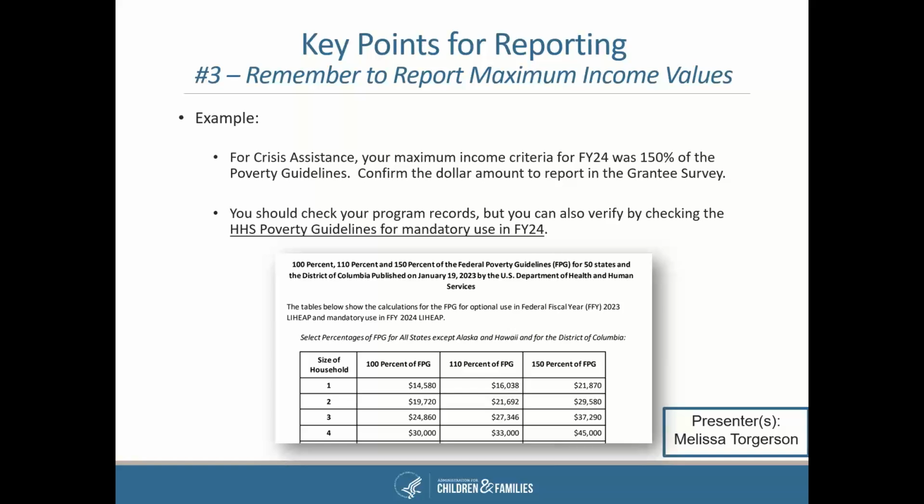Your maximum income criteria for FY24 was 150% of federal poverty guidelines. We want to confirm the dollar amount you used in the grantee survey. The best and easiest way to do that is go right to your program records. If you have a chart you use for households, that's the easiest way to pull it. But you can use the federal poverty guidelines and the links we've given you to verify that that's accurate.